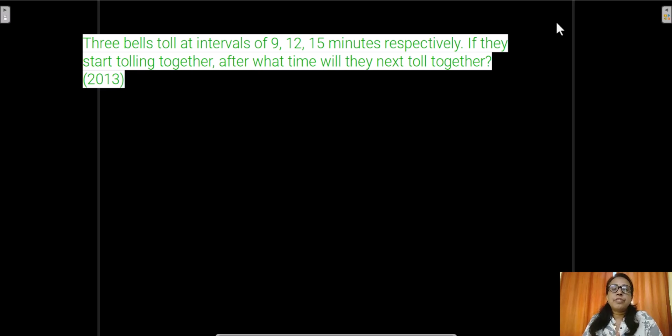That means if we are taking the HCF, you see 9, 12 and 15, 3 bells are given. First one is 9 minutes, another one is 12 minutes, then third one is 15 minutes. These are the intervals. After 9 minutes, first bell will toll, next one 12 minutes, next one 15 minutes, right? So the question is, if they start tolling together, after what time will they next toll together?